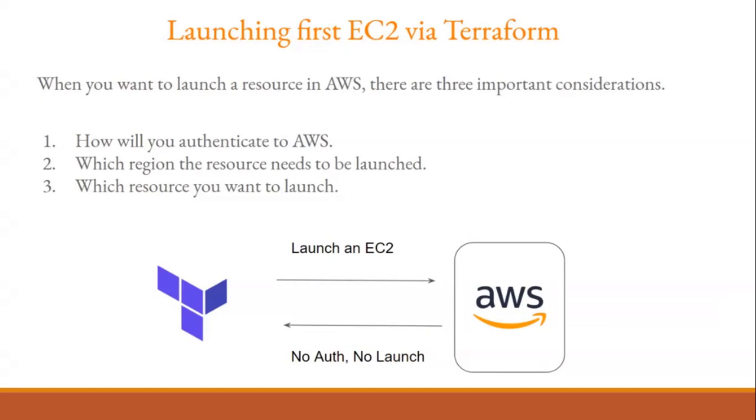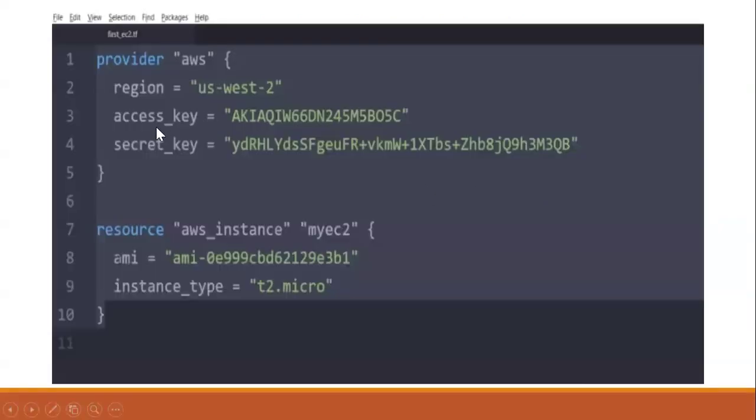When you want to launch resources in AWS, there are three important considerations. One is, how will you authenticate to AWS? You can authenticate with AWS through an access key and secret key. We have an access key and secret key, and only then can we connect through the AWS CLI.